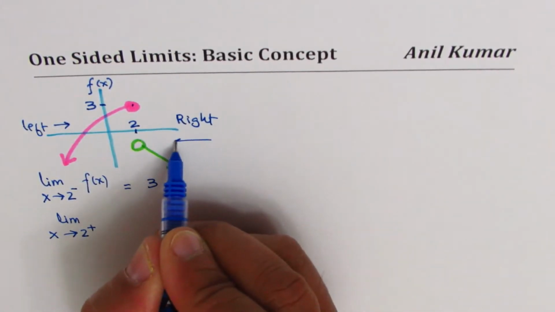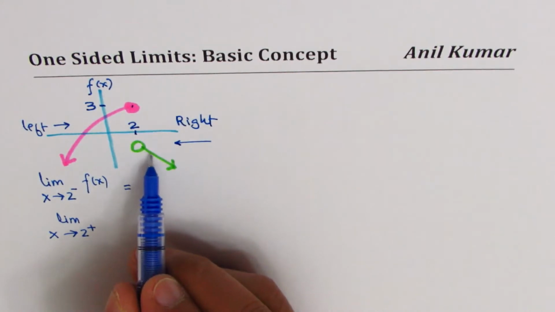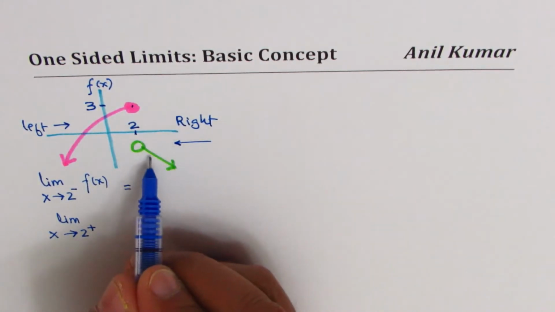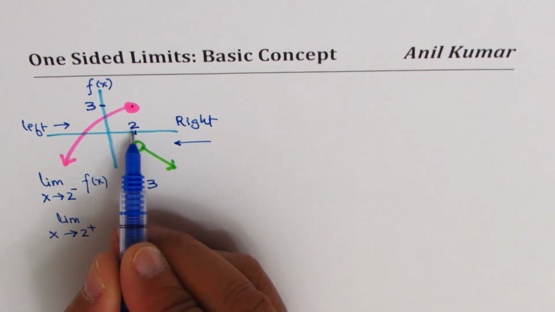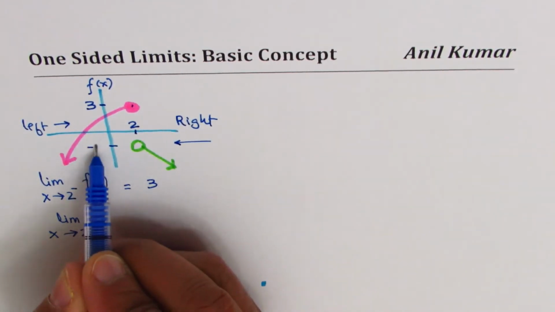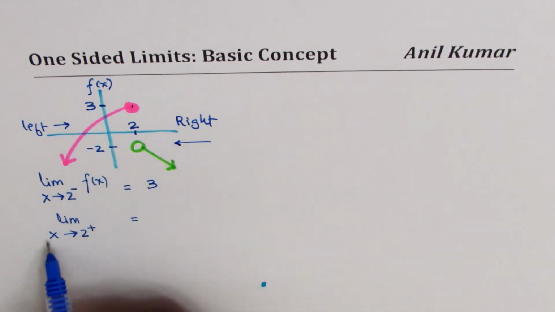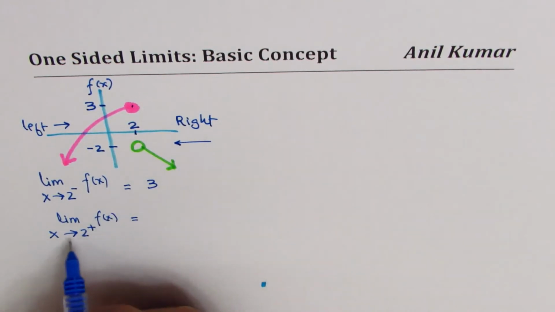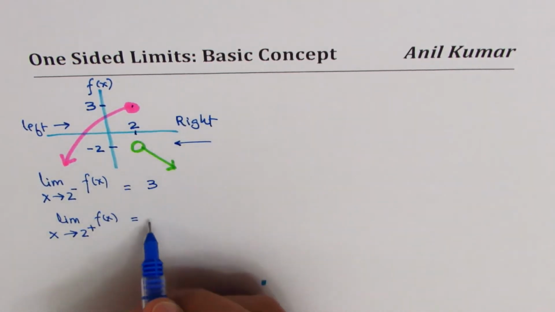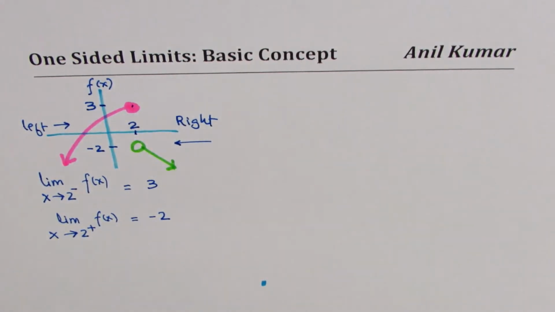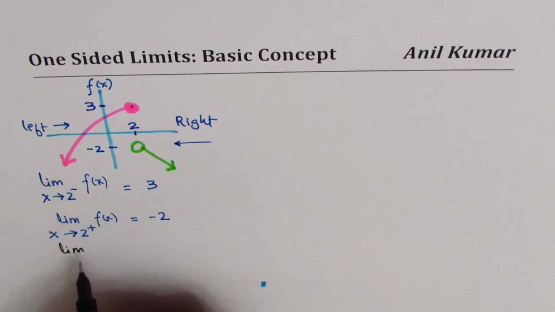So if I approach from the right side, I'm going to hit this part of the linear curve, and I'll approach this value as I come closer and closer to 2. Let's say this value is minus 2. So the limit of this function as x approaches 2 from the right side will be minus 2. So that is what we consider one-sided limits. Limit from either side.